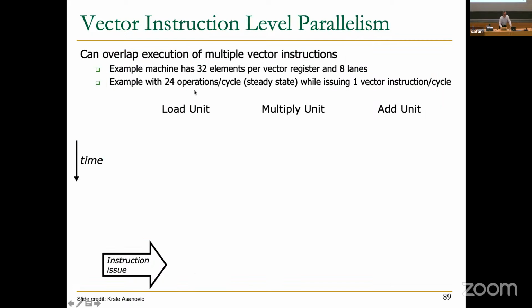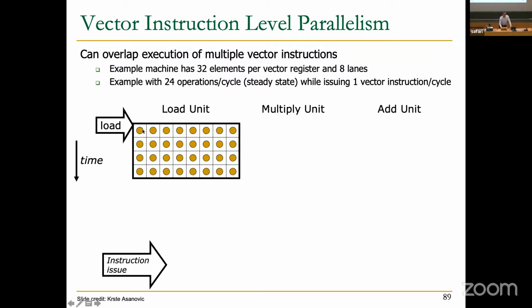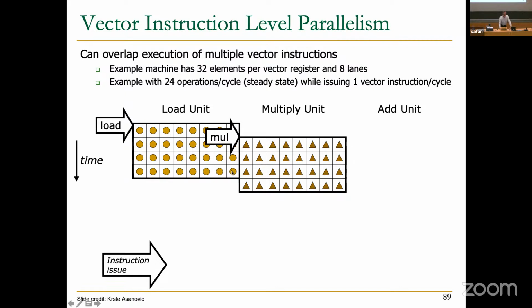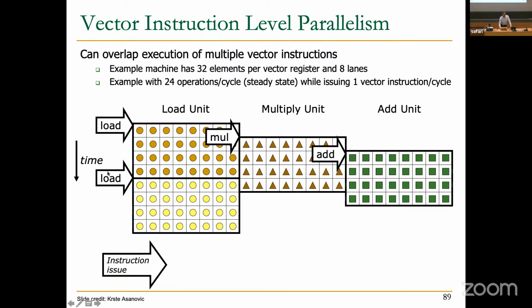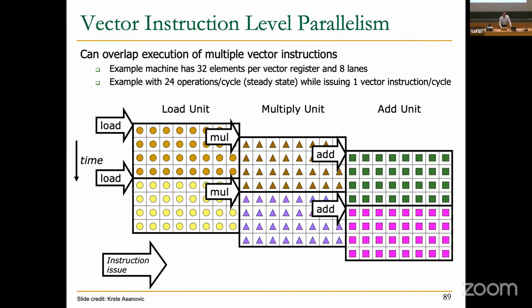So let's take a look at an example over here. You can overlap the execution of multiple vector instructions. We have an example machine that has 32 elements per vector register and 8 lanes. And we're going to look at how you do the load units. So 8 lanes. In the first cycle, you send 8 elements. In the next cycle, the next 8 elements. In the next cycle, the next one. And then you can start the multiply concurrently, and then you can start the add in the next cycle. So if you look at this, the instruction level parallelism you get in the steady state is 24 operations per cycle, while you issue 1 vector instruction per cycle. So this is quite good, if you will.